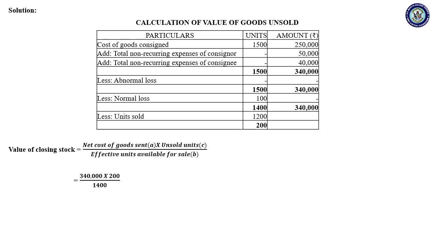See, 3,40,000 into 200, this is the value, and you divide by 1,400. That is, 1,400 is the effective units available for sale, 200 is the unit unsold, and 3,40,000 is the net cost of goods sent. If you solve, you will get the answer, that is the value of closing stock or unsold units. So you can do the cross multiplication. Understood?